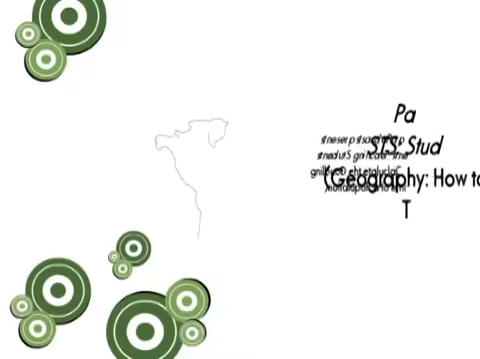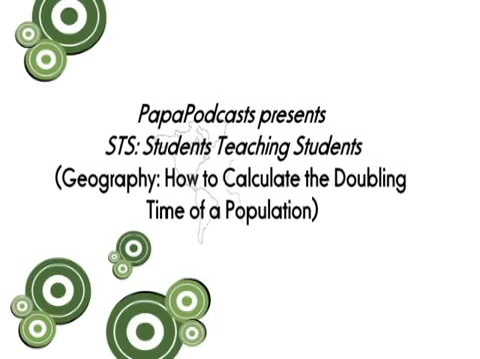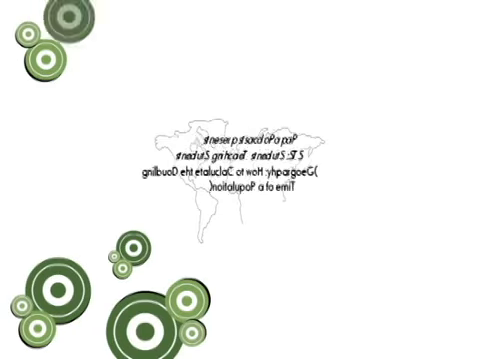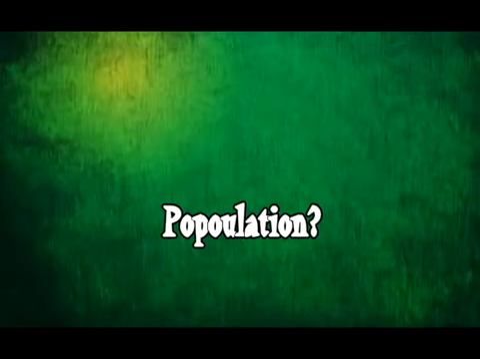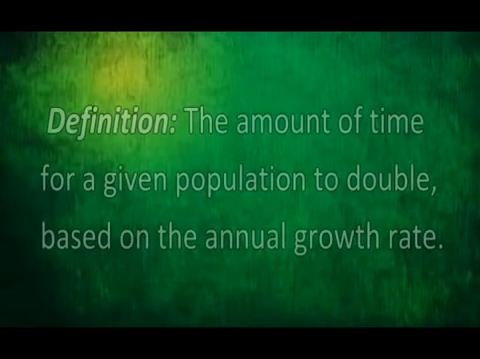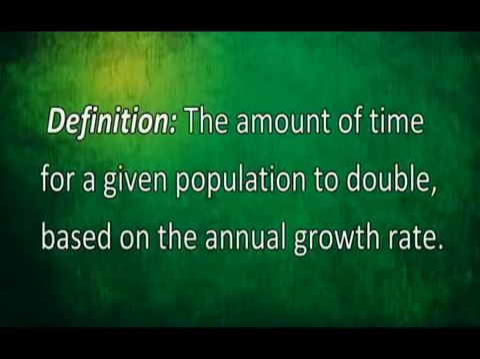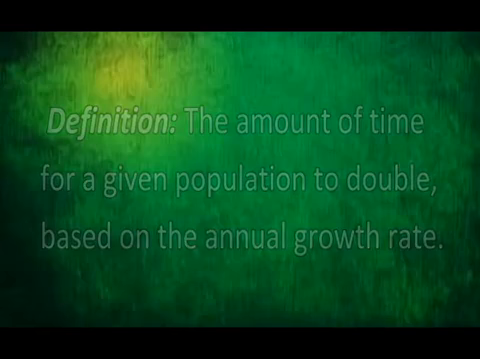Hi, I'm Hilary, and today I will be showing you how to calculate the doubling time of a population, which is related to the subject of geography that is not mentioned in a textbook. What is the doubling time of a population? It is the amount of time for a given population to double based on the annual growth rate.